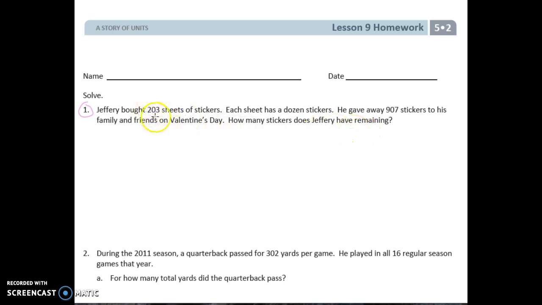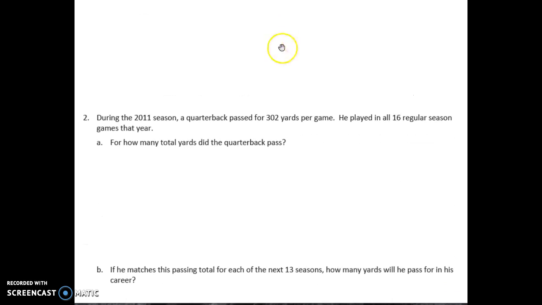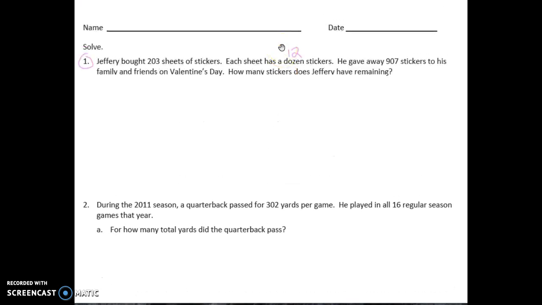So the first thing you have to figure out is how many he starts with. It's 203 sheets. 12 of them for every sheet. Then you have to figure out how many stickers he's starting with. Once you've got that answer, the next thing is what if he gives away 907? How many does he have remaining?